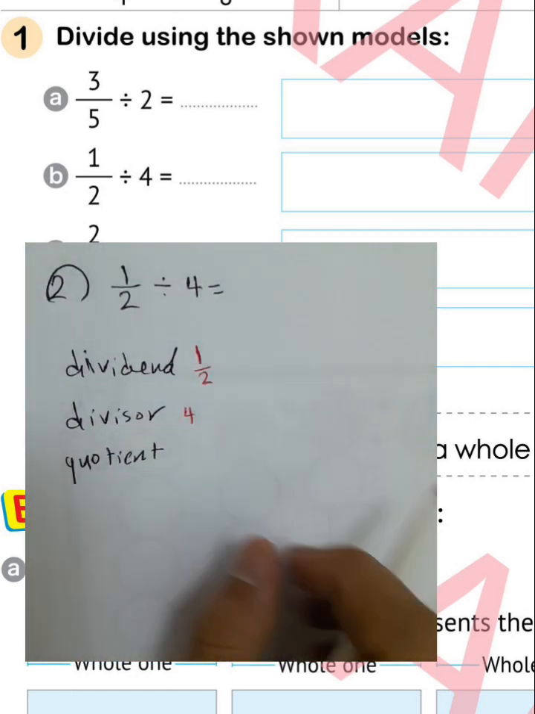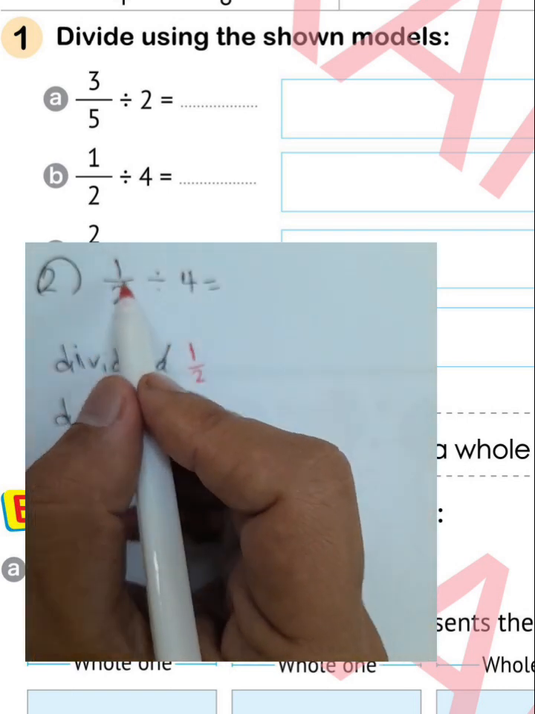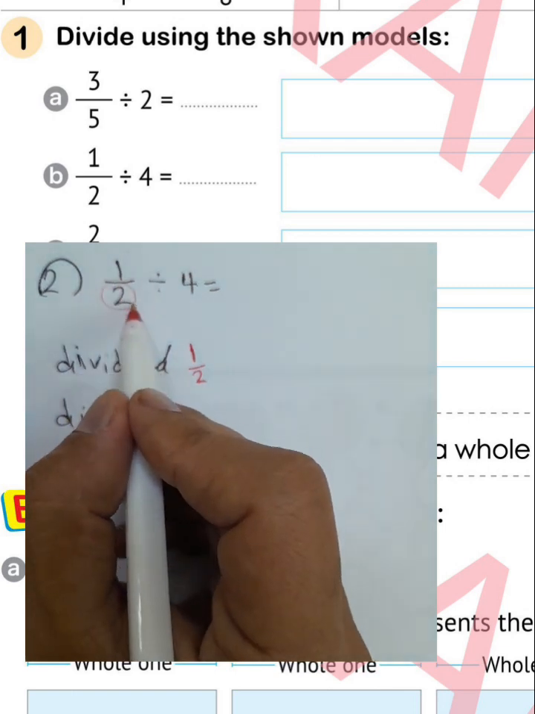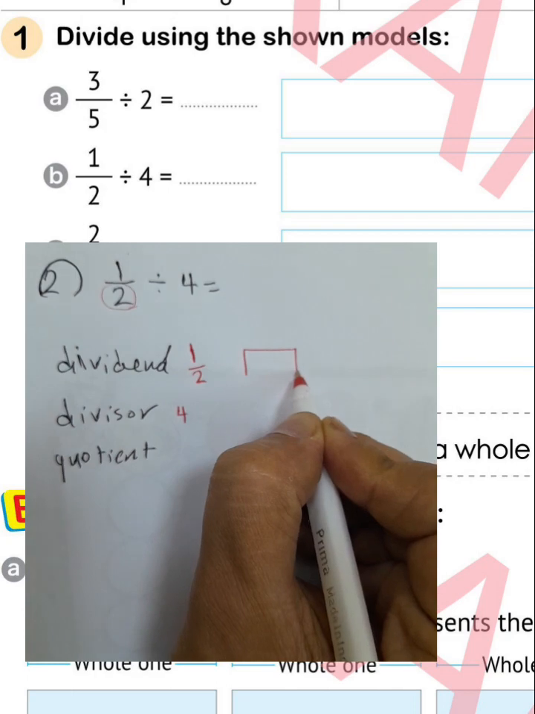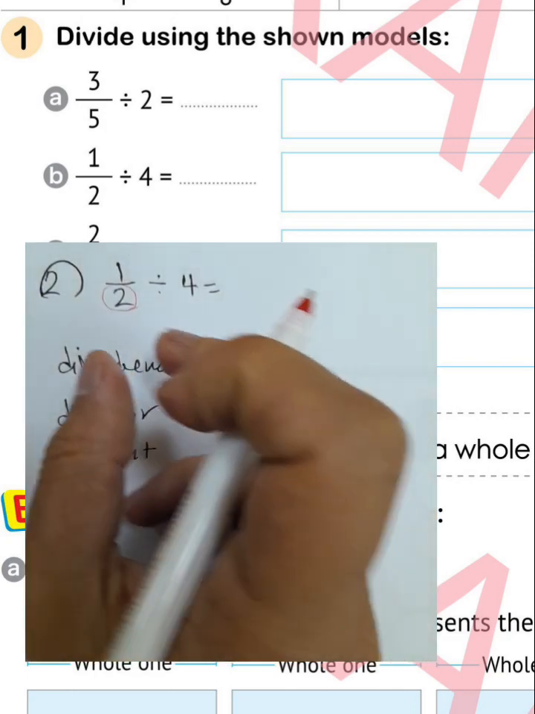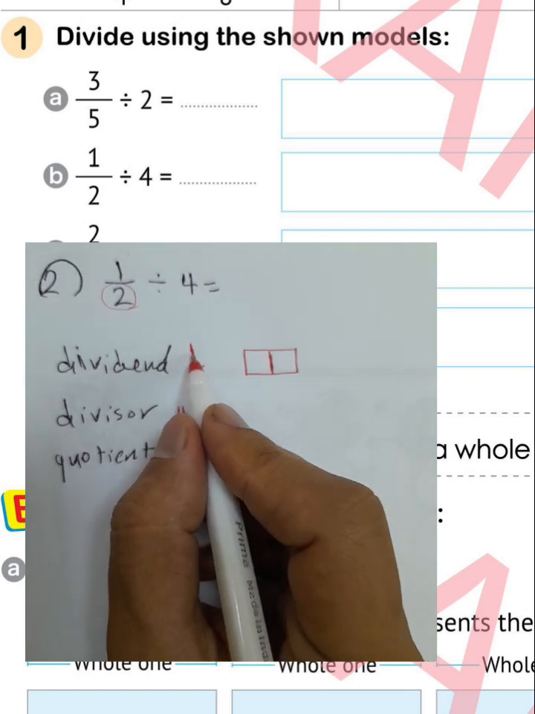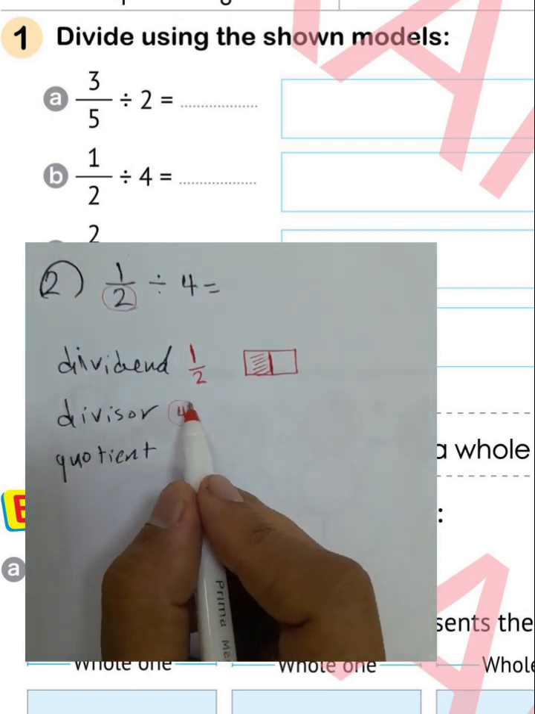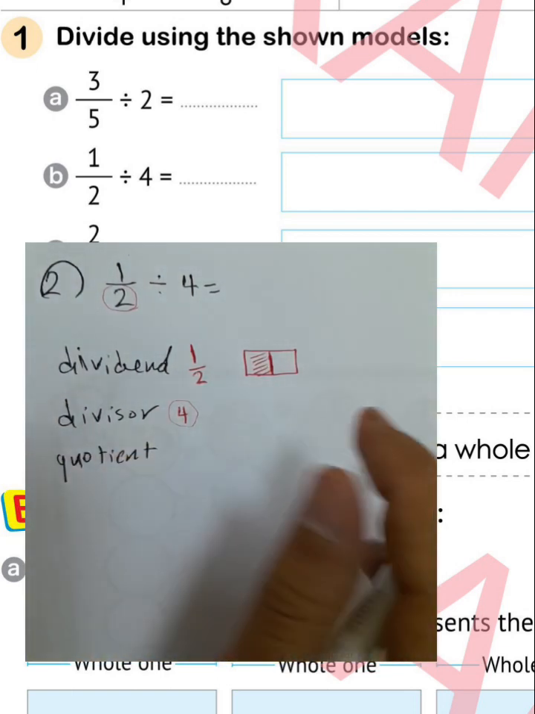Then I'm going to do the models here. Draw one model. Okay, one model contains two parts and 1 part is colored from two parts. Draw this model and divide it into two parts. And color one part from two parts. And divisor 4, I will repeat this model 4 times. I will color all parts in each of them. Okay?